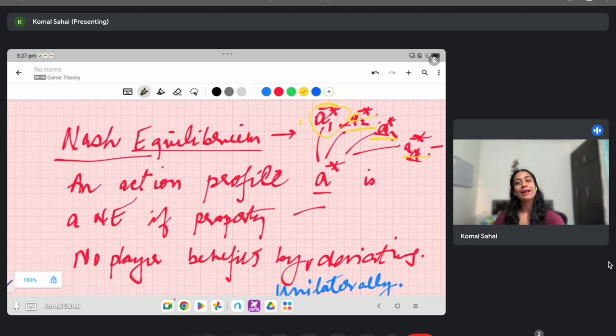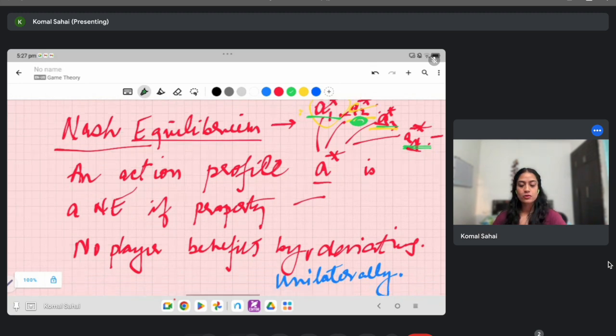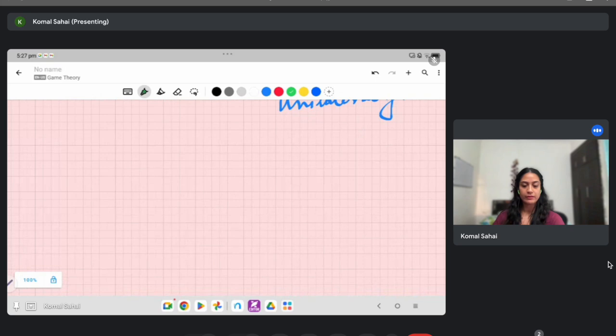From the point of view of player 2, अगर player 1 A1 स्टार में है, player 3 A3 स्टार में, player 4 A4 स्टार में, तो this A2 star has to be the best for player 2. Okay, so इसको हम एक काम करते हैं, let's use another notation to write it more concisely.